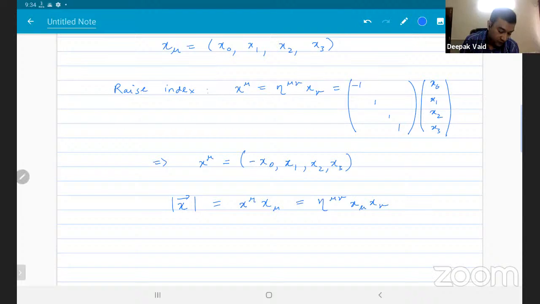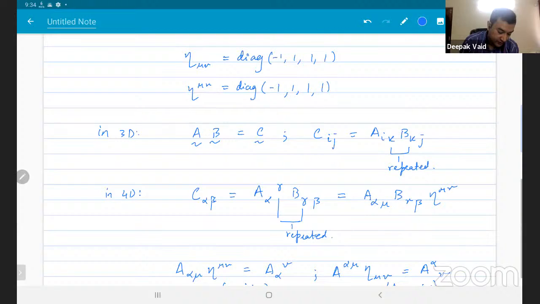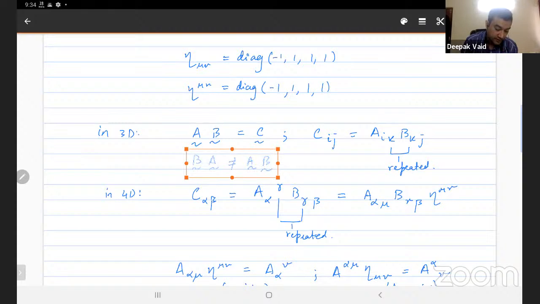So for instance, when I talk about matrix multiplication, you know that C is equal to A product B, but if you have two matrices, then B product A is not equal to A product B, right? So the order of these expressions matters.